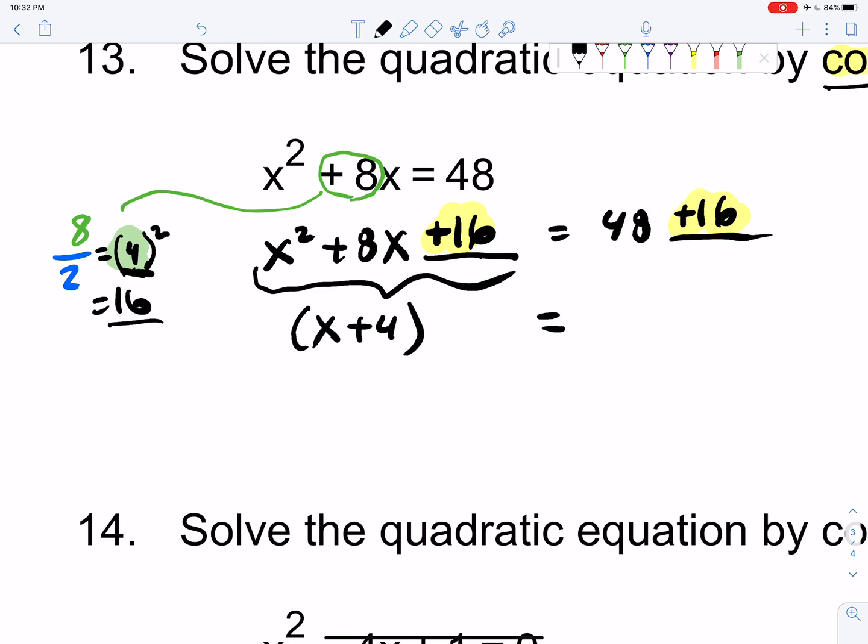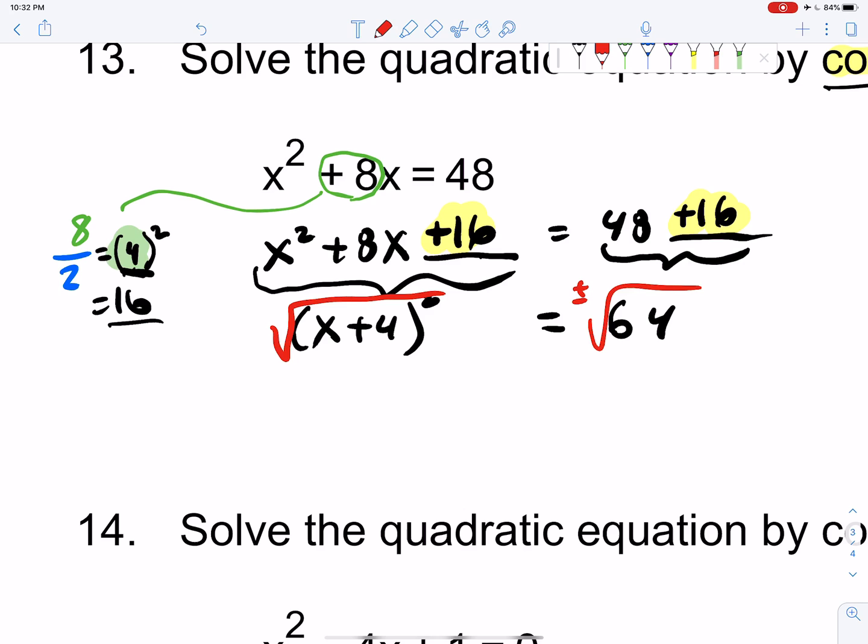And on the right-hand side, we are going to get 48 plus 16, which is 64. Well, that's a nice number because it's a perfect square, right? This factored down, don't forget the square, to x plus 4 squared equals 64. Now that that's a perfect square, we can use our square root property, remembering not to forget our plus or minus, and also remembering that that was a square, so I'm going to lose that.